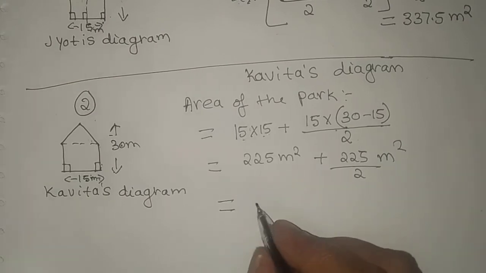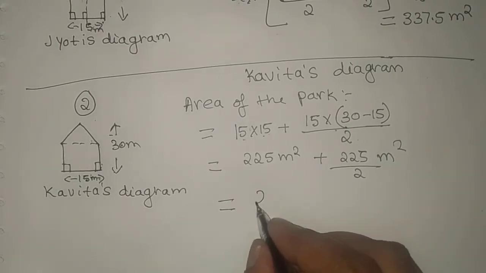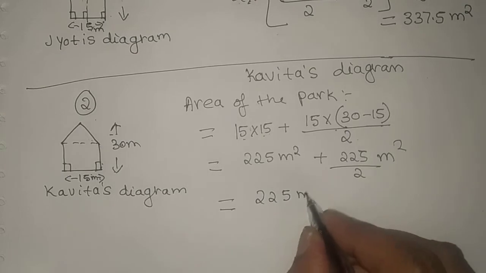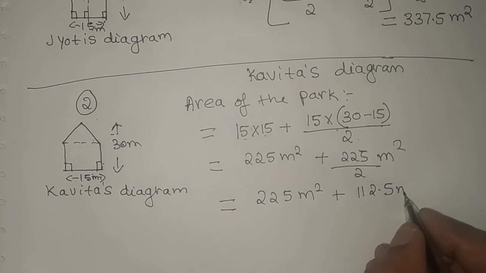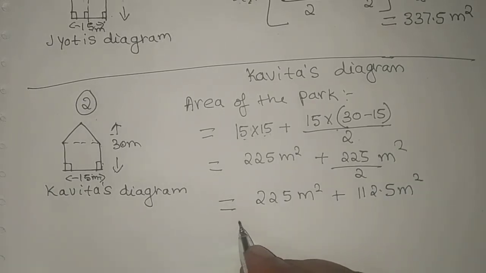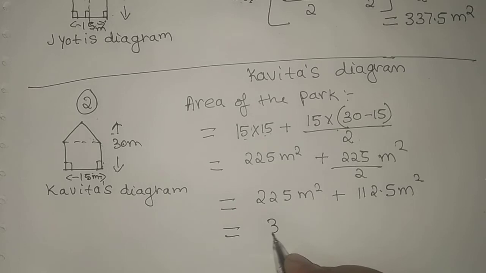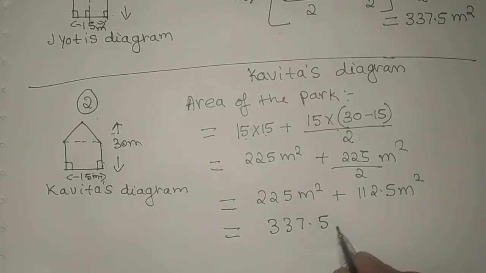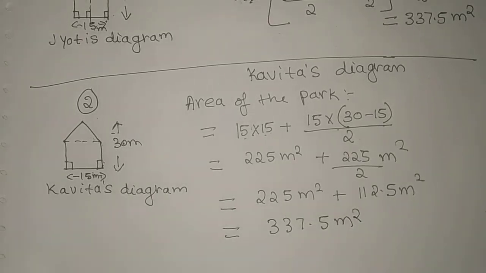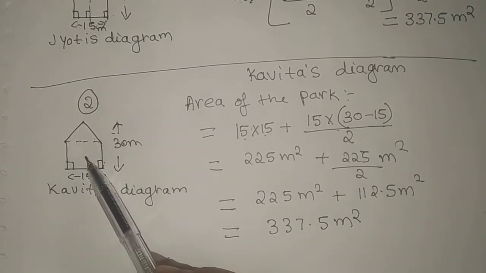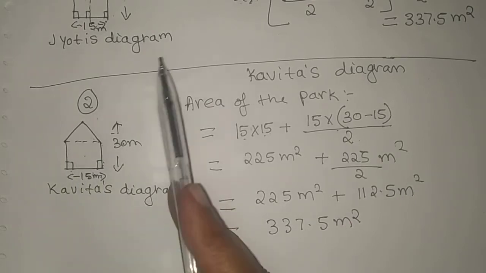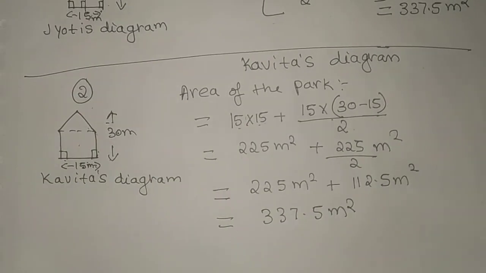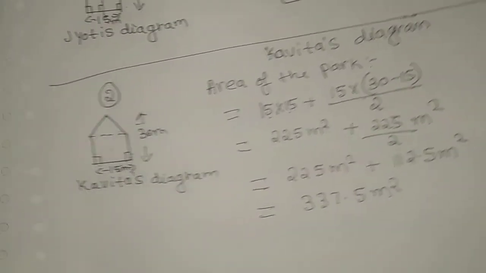So next we have to just write 225 m square plus we'll get 112.5 m square. So therefore this one is 337.5 m square. So this is how to find it, because it is distributed into two diagrams. So this is the solution for the 10th problem. We move on to the 11th one.